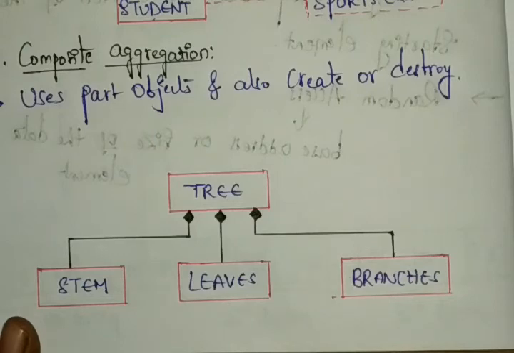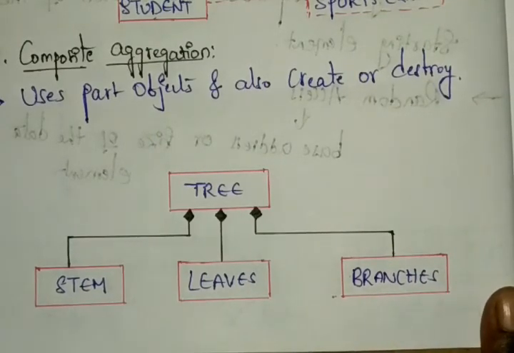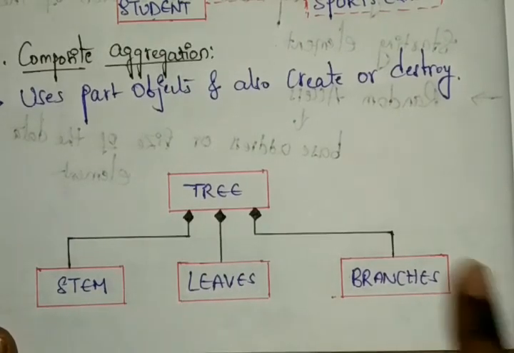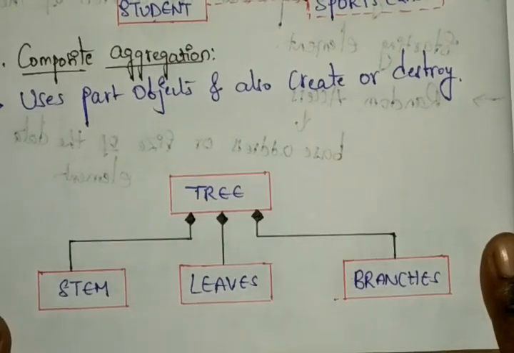So in the simple aggregation, the parts are not created directly and are not destroyed directly. But in the composite aggregation we can do all of these. So for example like this, we can do our process. This is our aggregation topic.